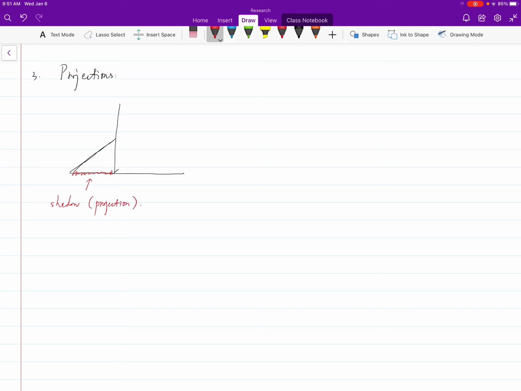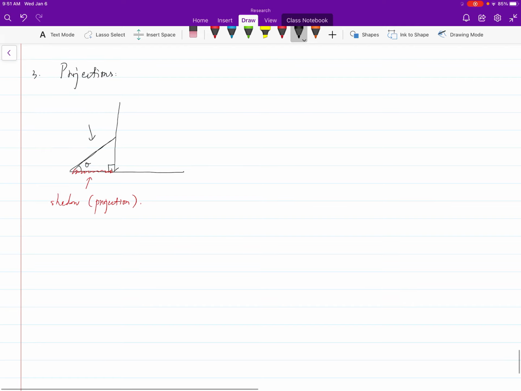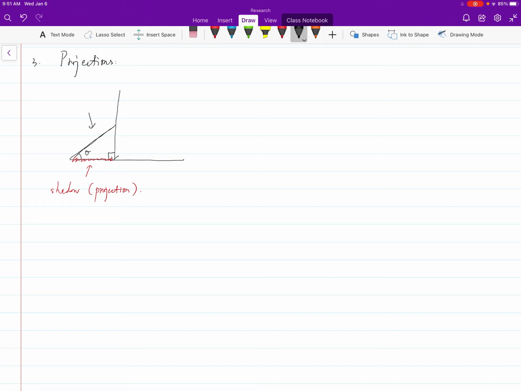We have all done this before. If you know how long this is and you know the angle here, you will be able to actually calculate the length of the shadow using trigonometry. It's simply this one times the cosine of theta. You got this. Okay, great.